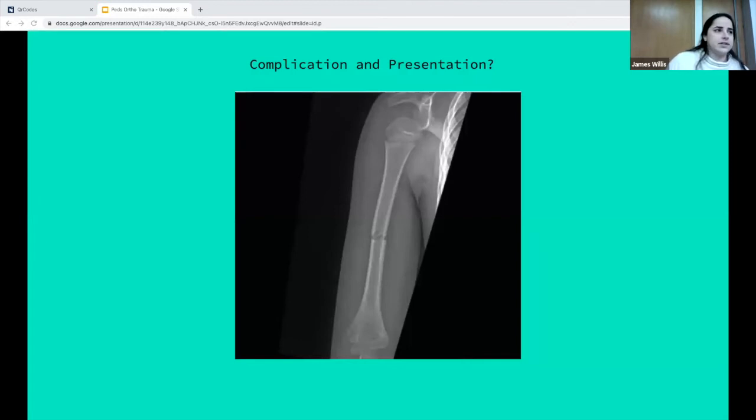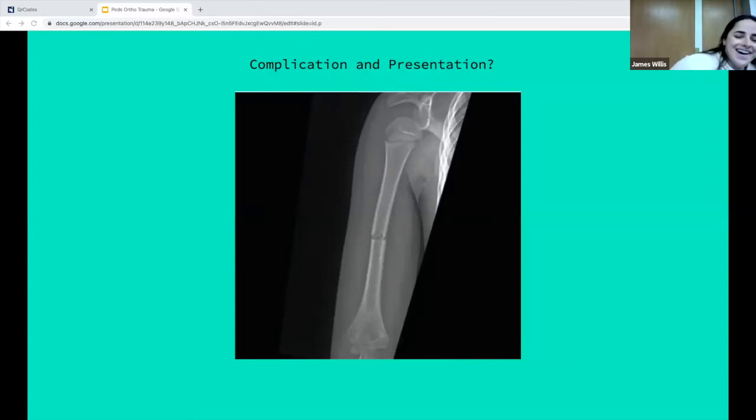They love these questions in Step 1. So anyone know? I guess everyone knows this. Anyways, I'll say it. A midshaft humeral fracture with radial nerve injury, and the patient will have a wrist drop.